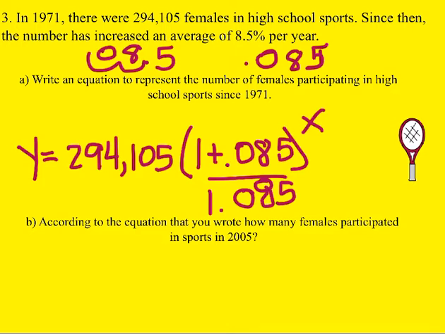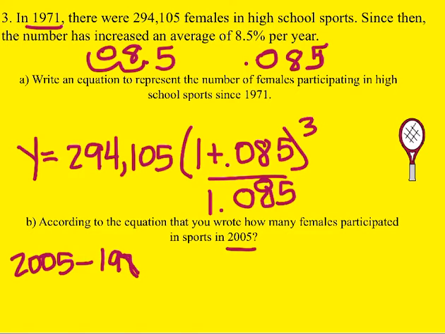So according to the equation, you wrote how many females participate in sports in 2005. So what we're going to do is we're going to erase our exponent. What we need to do is figure out how many years passed between 1971 and 2005. So to do that, the easiest way for me is just to take 2005 minus 1971. And when I do that, I end up getting 34 years. So that's going to be the exponent that I plug in here to solve part B.